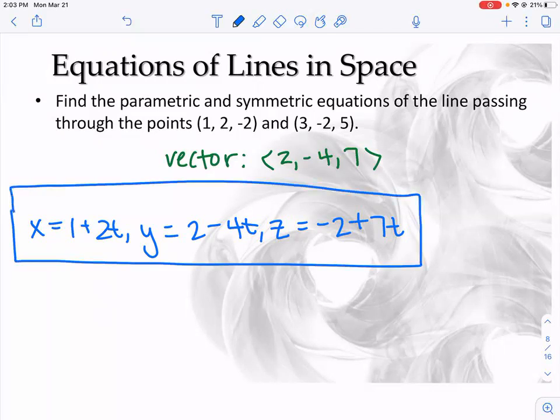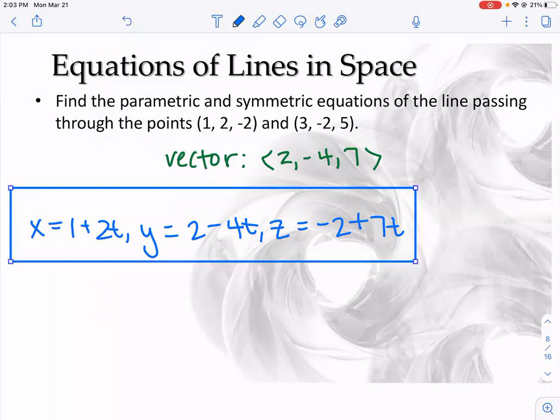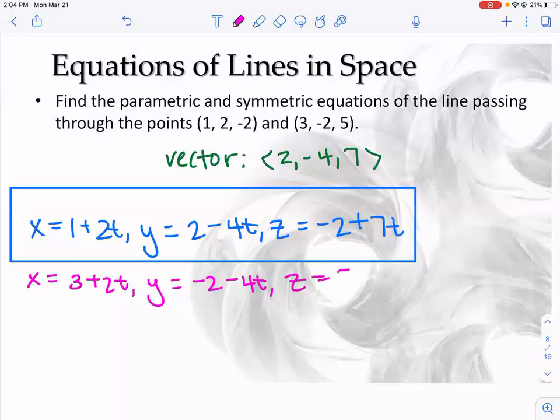Okay, now, if we would have chosen the other coordinate, we would have had x equals 3 plus 2t, y equals -2 minus 4t, and z equals 5 plus 7t. Obviously, those don't look the same. And when we plug in t equals 0, t equals 1, we're not going to get the same coordinates. However, I haven't really thought about this, so hold on.